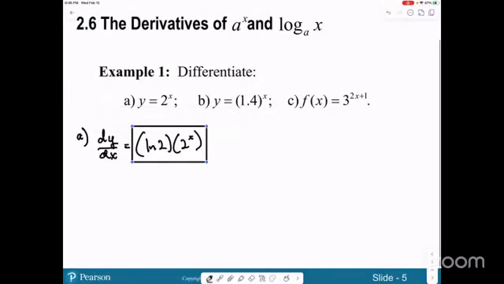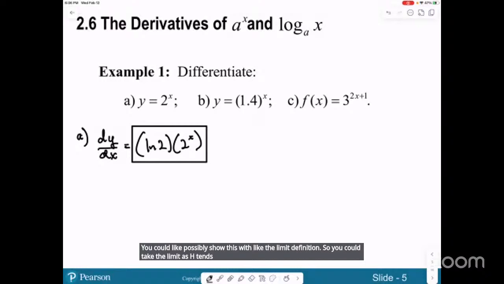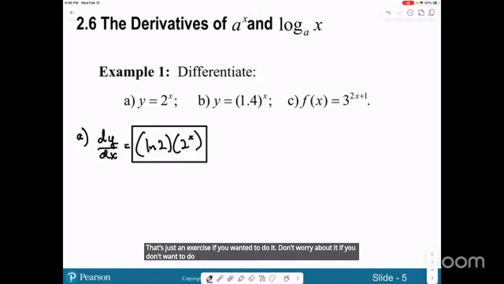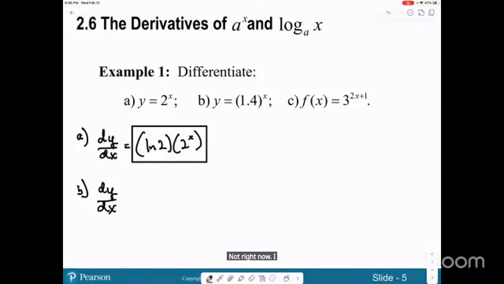Now, if you're feeling adventurous and you want to jump in, you could show this with the limit definition. You could take the limit as h tends to 0 of the difference quotient of this function. You should get back to this point. That's just an exercise. If you wanted to do it, great; if you don't want to do it, you don't have to. I don't think we ever require that in this course.